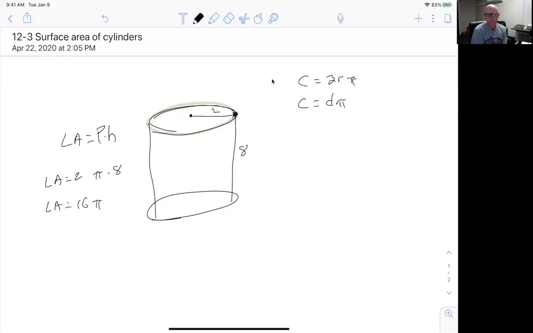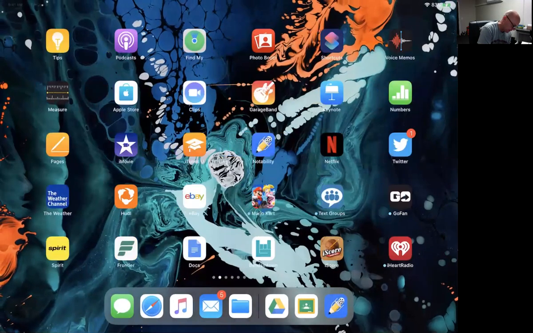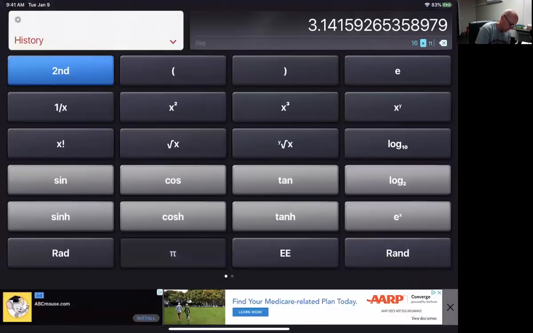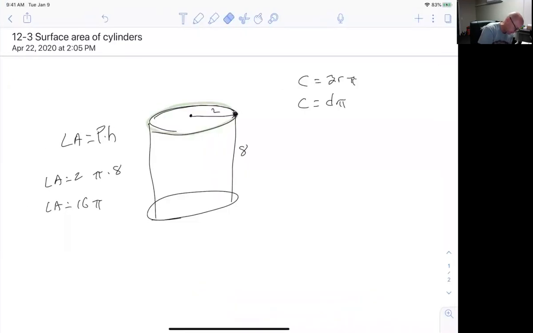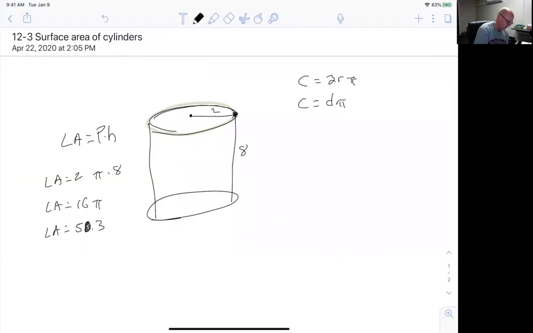Now, if I wanted an approximation where it said round to the nearest tenth, I could take that and say, okay, let's multiply 16 times pi. Let's get the calculator up. 16 times pi equals 50.2. Well, we rounded to the nearest tenth, 50.3. So the lateral area, if I was rounding to the nearest tenth, would be 52, oh, sorry, 50.3. Okay, so that's the lateral surface area of a cylinder.